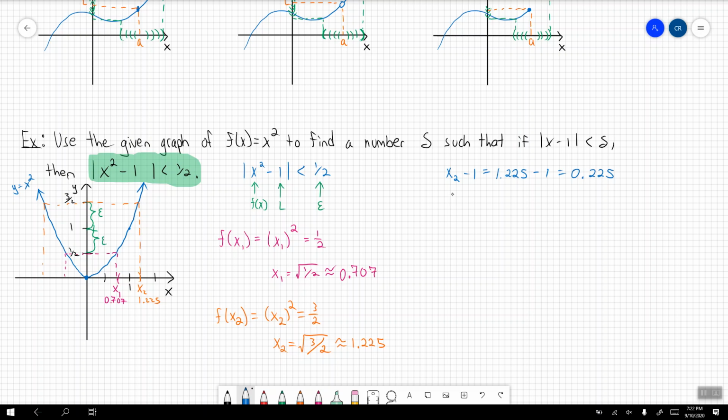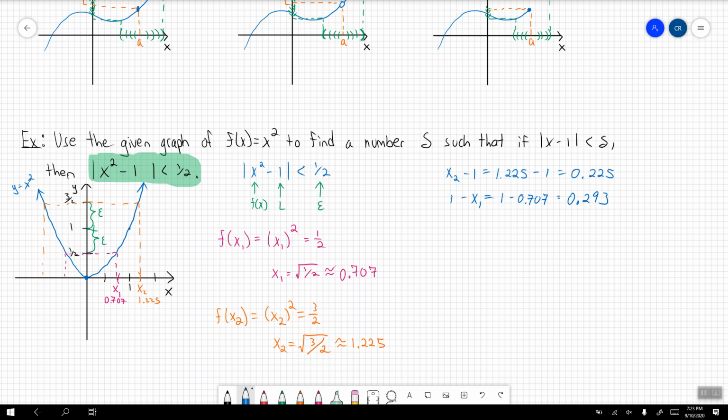I also want to investigate 1 minus x sub 1. And to find this, 1 minus 0.707. So you then just have to perform 1 minus 0.707, and you will wind up with 0.293.